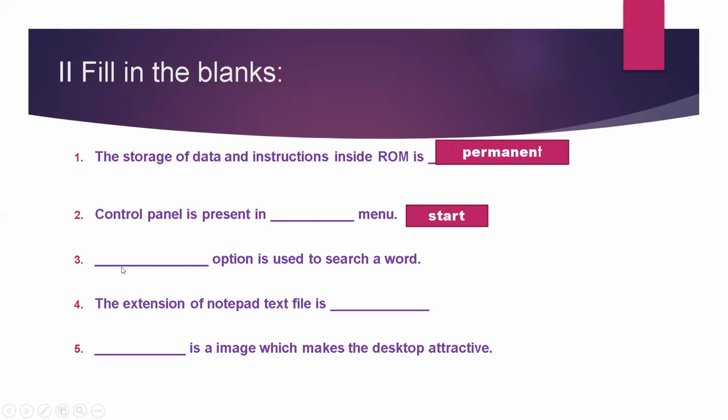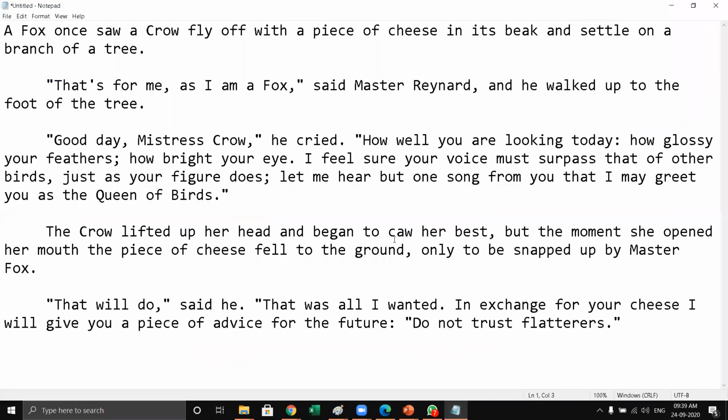Next, dash option is used to search a word. Now which option is used to search a word? I will go to notepad. It is in the lesson notepad. I'm going to notepad. Now can you observe it? I have a story here. I want to search or find for the word fox. I want to search or find for the word fox.